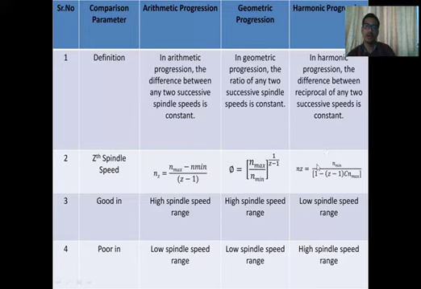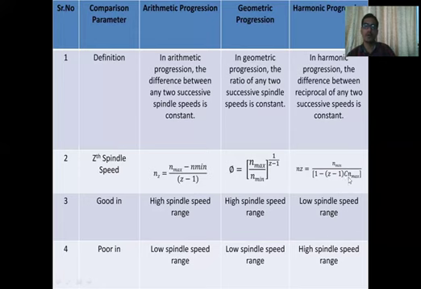Next, the third law is the harmonic progression. For that, we calculate the z-th spindle speed by using the formula n minimum upon 1 minus (z minus 1) c into n max, where n minimum is the minimum spindle speed, n max is the maximum spindle speed, z is the total number of speed steps, and c is the constant which we calculate by using the maximum spindle speed and minimum spindle speed formula.